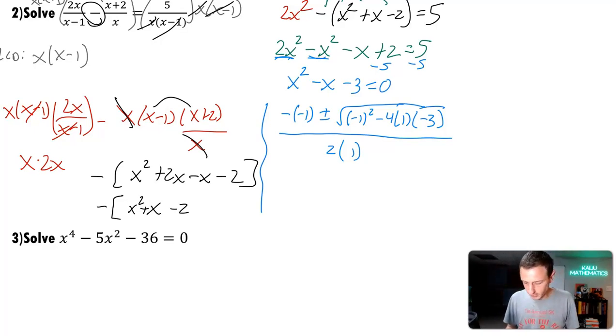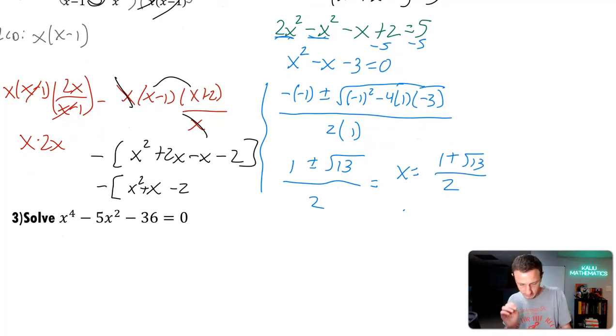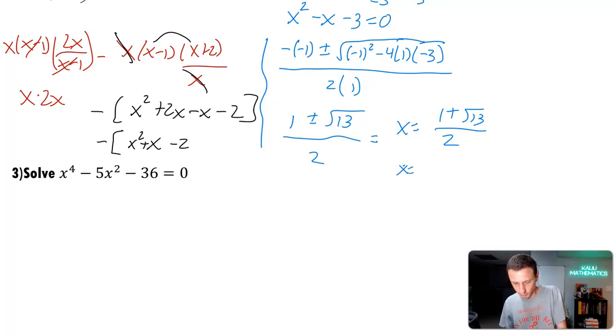So I'm going to do the inside of that radical, so negative 1 squared minus 4 times 1 times negative 3 is 13. So positive 1, because negative times negative 1 is positive 1, plus minus the square root of 13 over 2 times 1 is 2. So we just end up with x equals 1 plus square root of 13 all over 2, and x equals 1 minus square root of 13 all over 2.